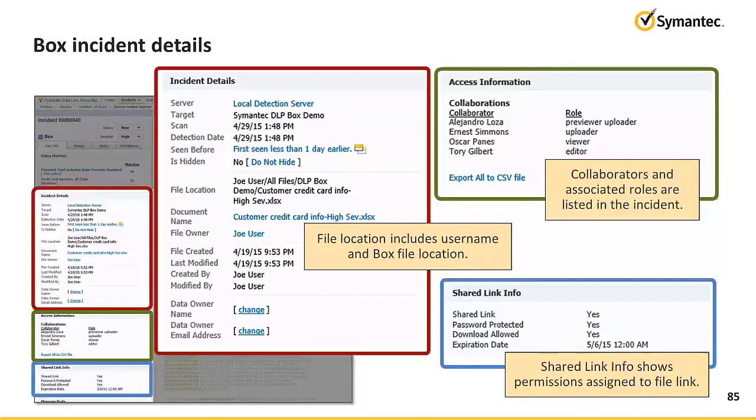However, there are some box-specific differences. As shown in this figure, box incidents include the box user and the file name, along with collaborators and associated roles, and shared link details, such as download permission, expiration date, and whether the link is password protected.